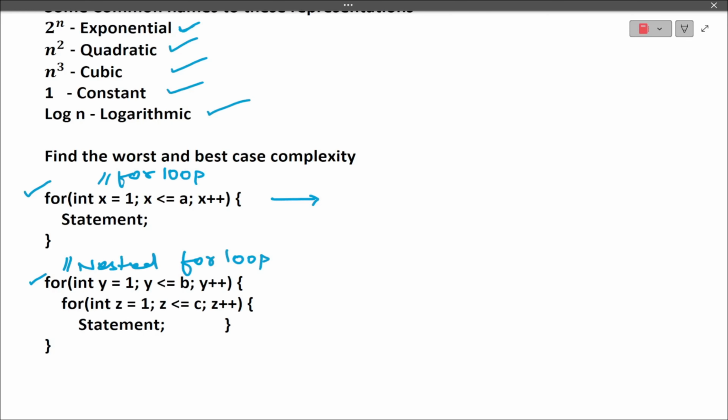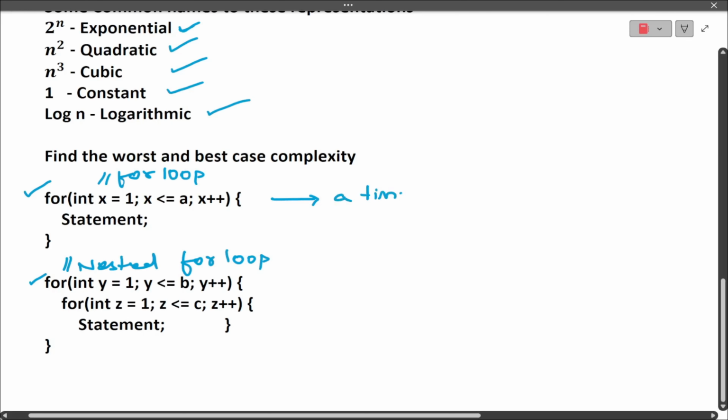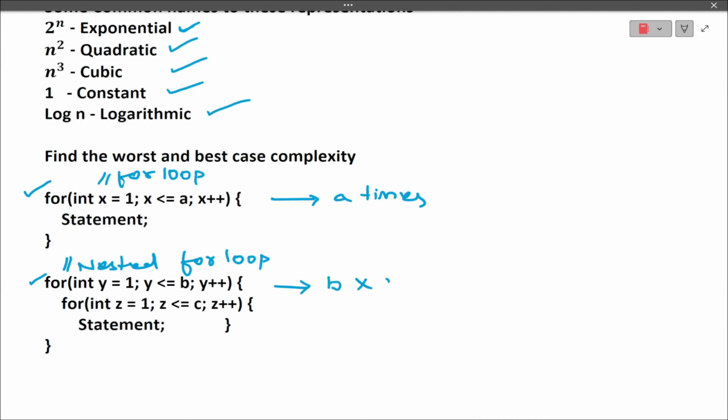So it will work for A times. And talking about this, as we know, B into C, because this is a nested loop. Now if you combine them, after combination you will observe that the answer will be omega A plus B into C. Finish. Because this is for the first loop, and this is for my nested loop. That's all. This is the time complexity for this particular question.